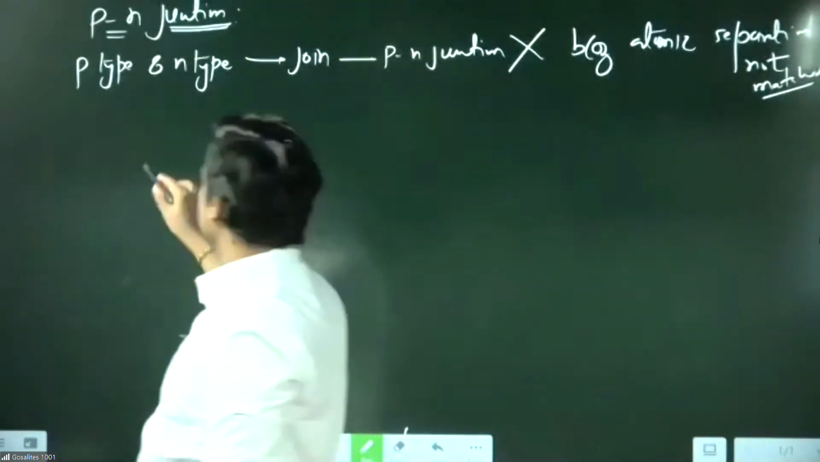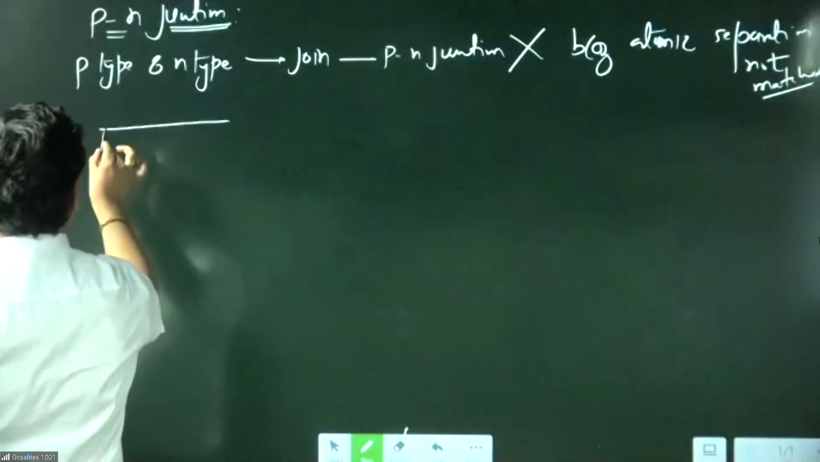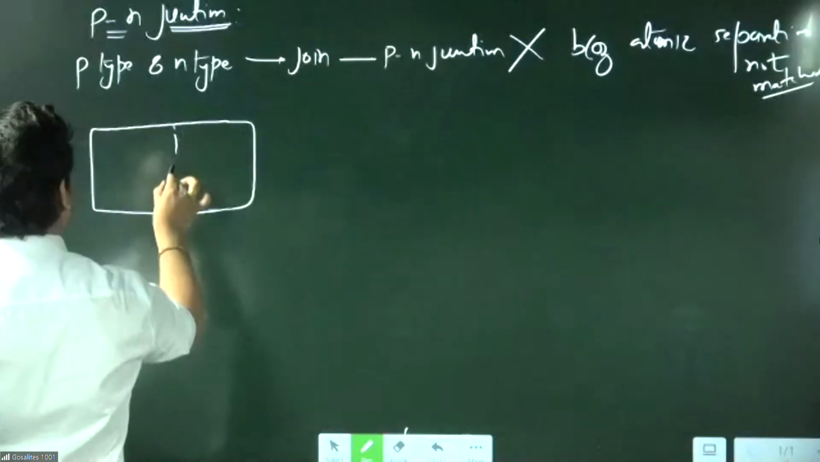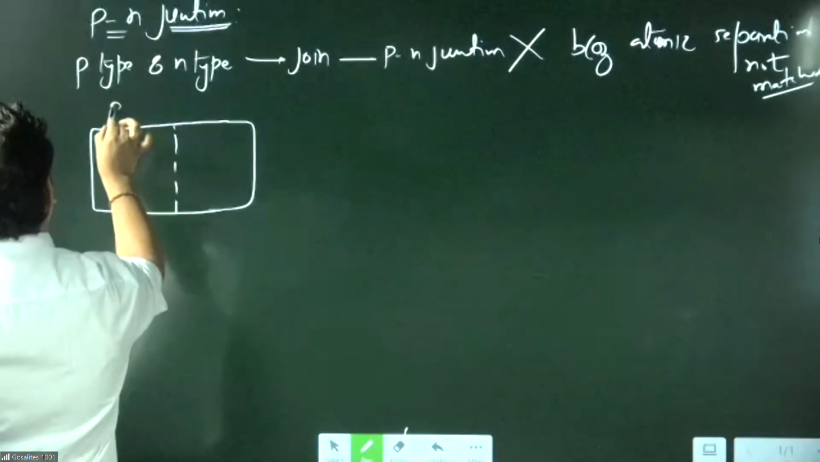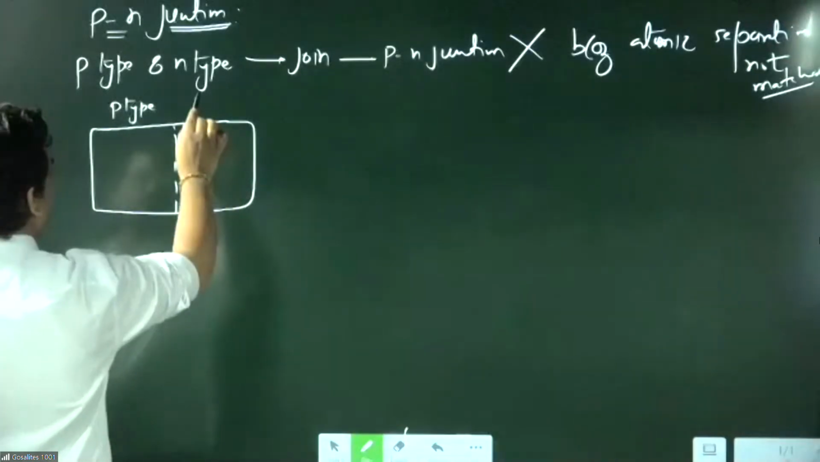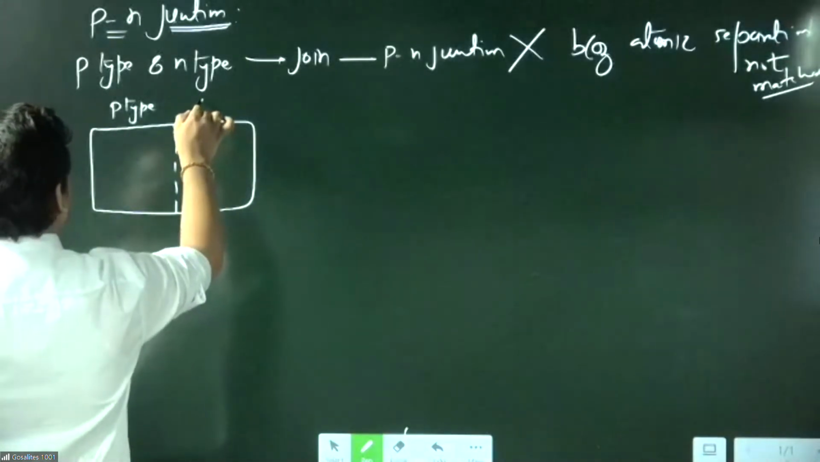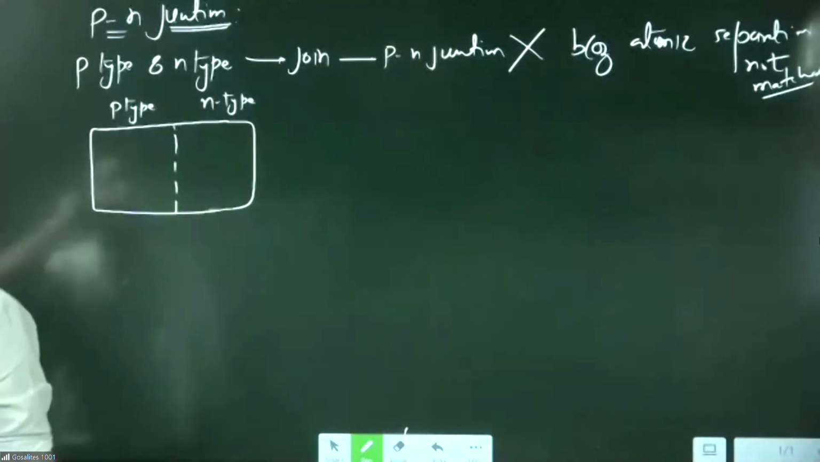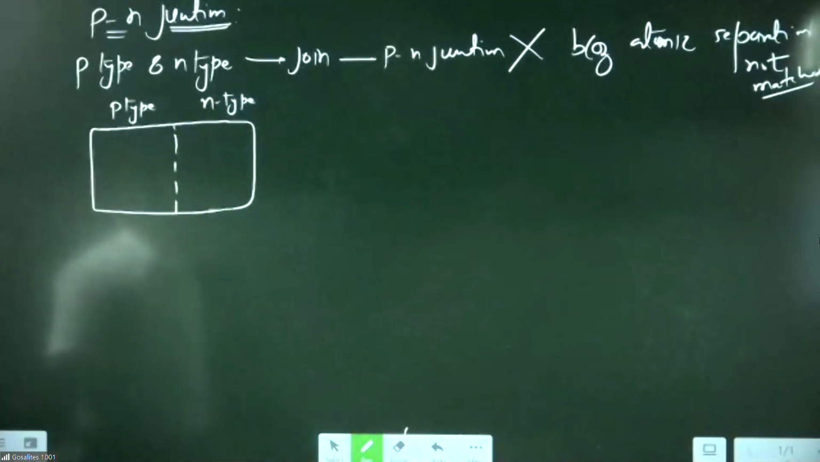So what you have to do is dope one side to make the P type. This is the junction. One side we dope with trivalent, so it becomes P type. One side we dope with pentavalent, so it becomes your N type. So it becomes your P type as well as N type.